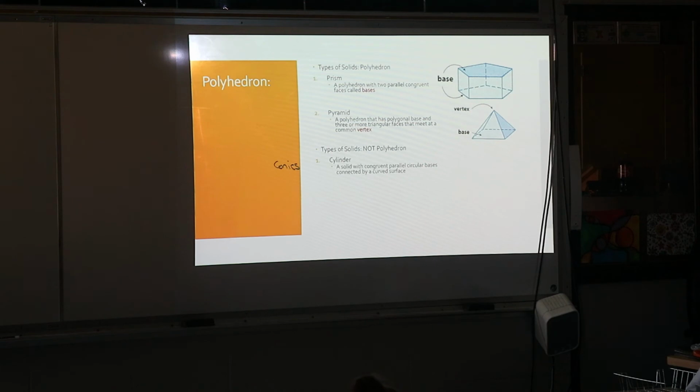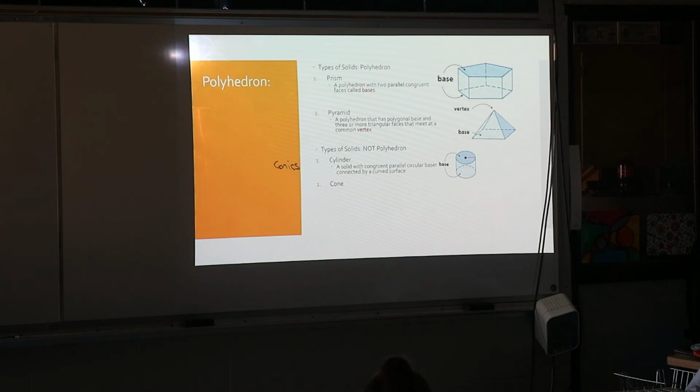Cylinder is one of them. Okay, it's a solid where the congruent parallel circle bases, parallel circles, they're congruent circles, and they're connected by a curved surface like that. Circles top and bottom. It's like a pop can or a water bottle. But the top and bottom are exactly the same size. And there's just a smooth edge connecting. It doesn't bow outwards. That's a cylinder.